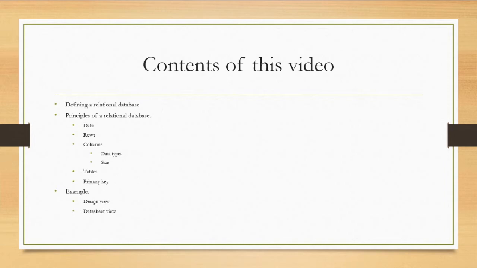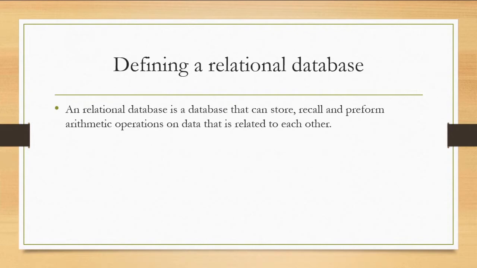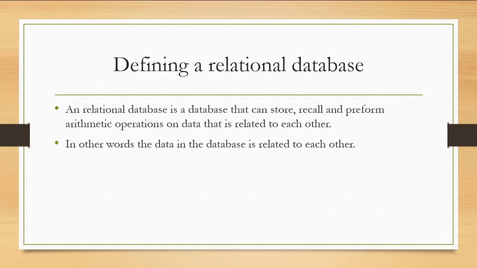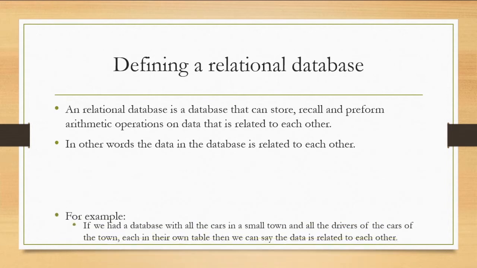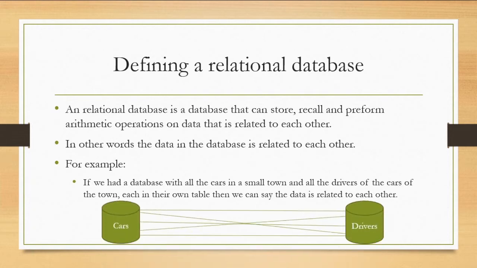Let's define a relational database. A relational database is a database that can store, recall, and perform arithmetic operations on data that is related to each other. In other words, the data in the database is related to each other. For example, if we had a database with all the cars in a small town and all the drivers of the cars of the town, each in their own table, then we can say that the data is related to each other, as the diagram below shows.